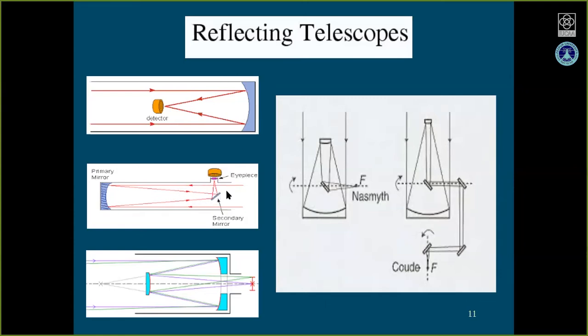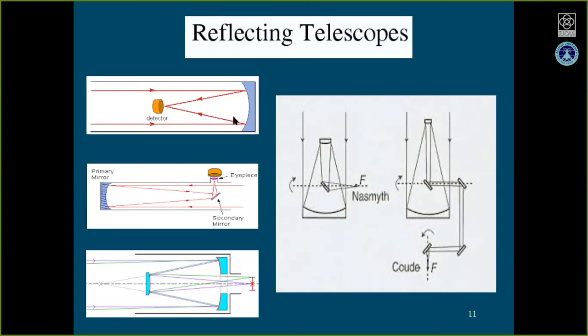And the next one, generally we call this a Newtonian focus. This is a Newtonian telescope. What is that? This is my primary mirror. After the primary mirror, we are using another, secondary mirror. Rays reflected by the primary mirror will be reflected again by this secondary mirror, and will be focused somewhere here. Now you can put your eyepiece or your detector in this focal plane to see the object or to record the image.